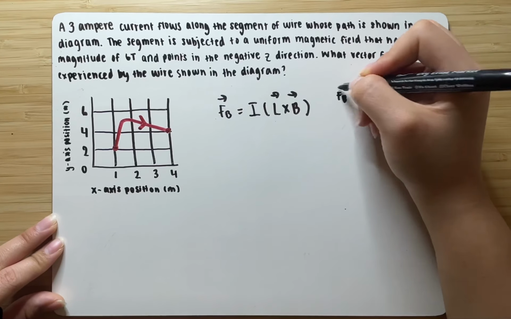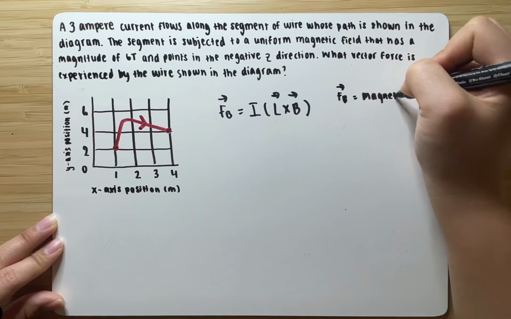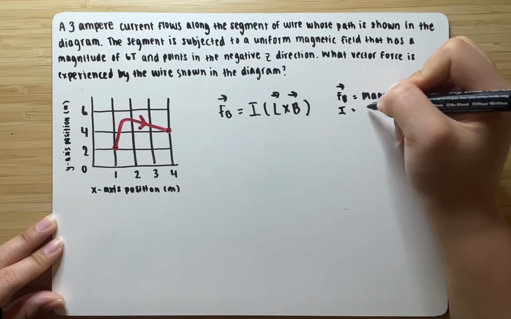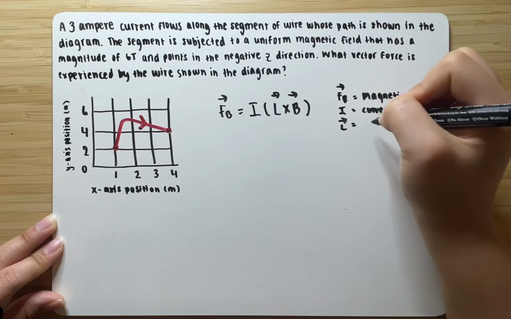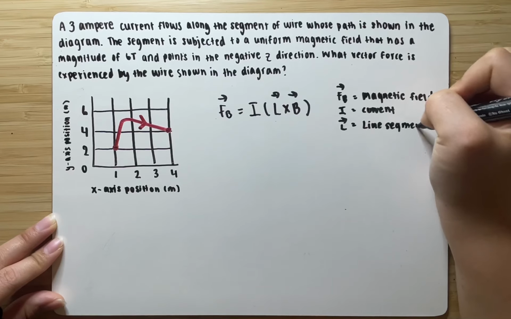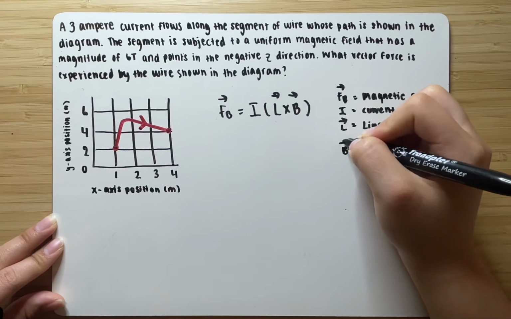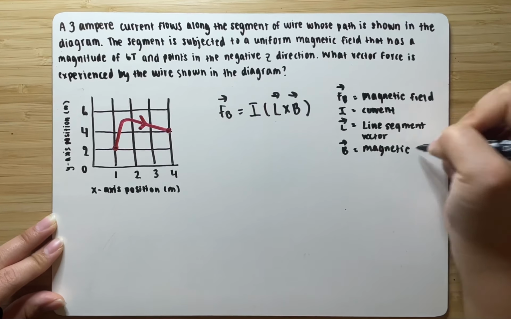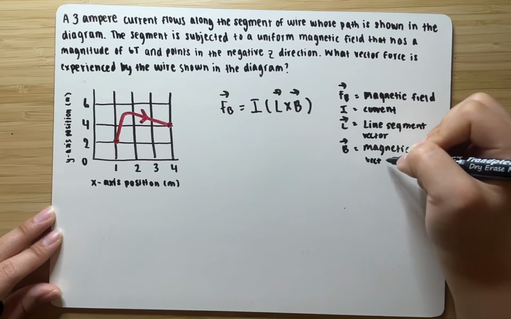So let me rewrite over here. F sub B is magnetic force. I stands for current. L is the line segment vector. And B stands for the magnetic field vector.